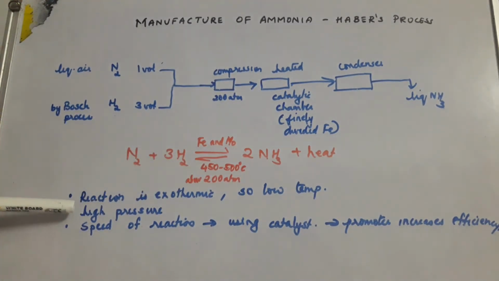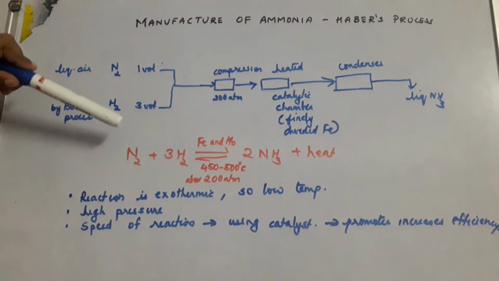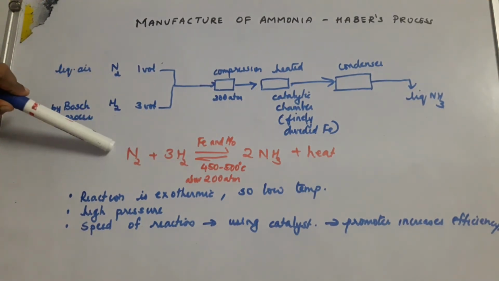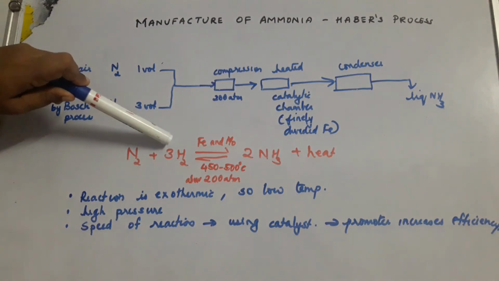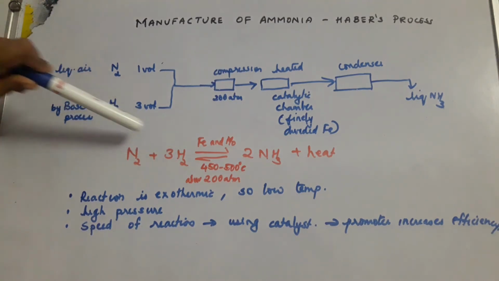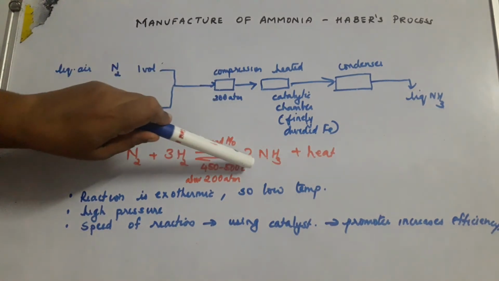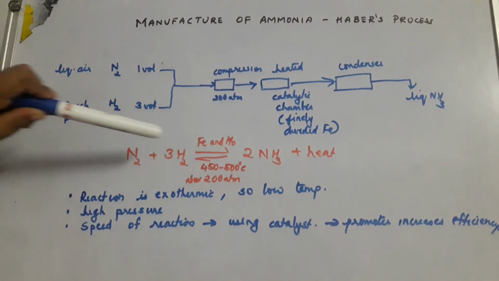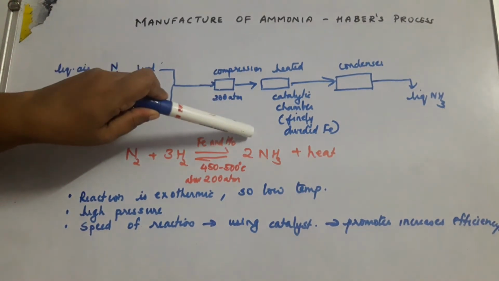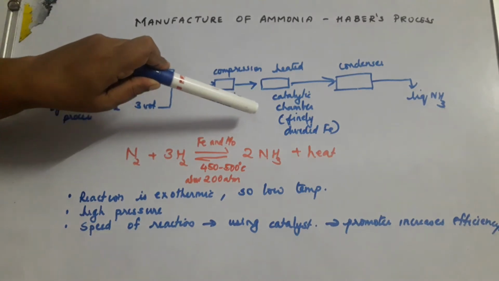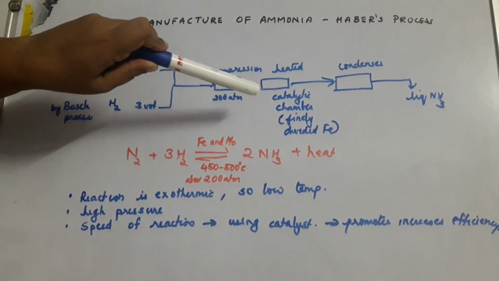Now the second factor which helps in the formation of ammonia is high pressure. Because we look at the molecules involved in the reactant. 1 molecule of nitrogen is combining with 3 molecules of hydrogen. So total reactant is 4, 1 plus 3. Now look at the product, only 2 molecules are formed. So 4 is changing to 2. That means it is getting compressed. Volume is decreasing.